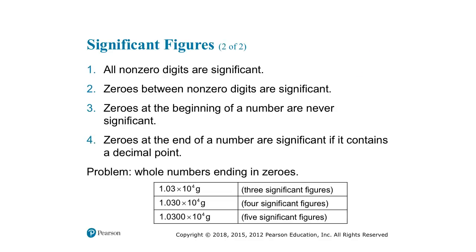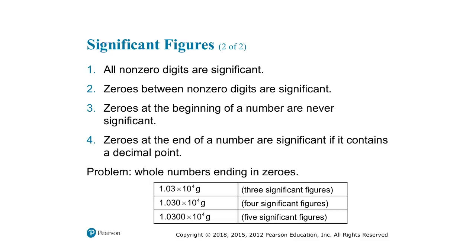So significant figures, let's talk about what makes a quantity significant versus insignificant. So all non-zero digits are significant in a quantity. The zeros between non-zero digits are significant. Zeros at the beginning of a number are never significant. We'll talk about that in a moment. And zeros at the end of a number are significant if there's a decimal point involved, if the zeros come after a decimal point. So let's look at a couple examples here.